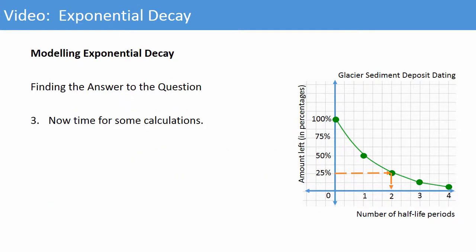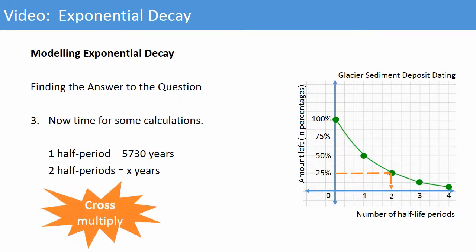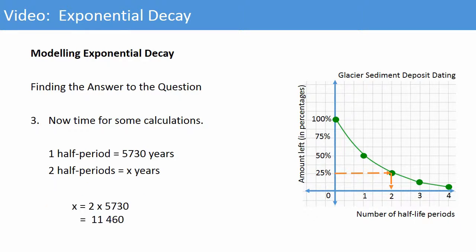Now, time for some calculations. 1 half-life period is 5,730 years. But we have 2 half-life periods. We want to know how many years that is, so we'll use the letter X. Now we'll cross multiply. X equals 2 times 5,730 equals 11,460.